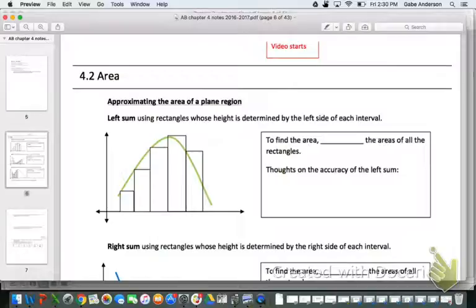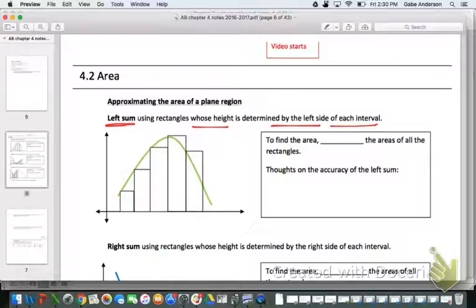So what I want to point out to you is that we've got a curve, a graph of a curve here. It's represented by the green graph, and you can obviously see that it's a curve that goes up then down. And what I've tried to do is approximate the area between that curve and the x-axis with some rectangles, and I'm specifically using left sum rectangles. These are rectangles whose height is determined by the left side of each interval.